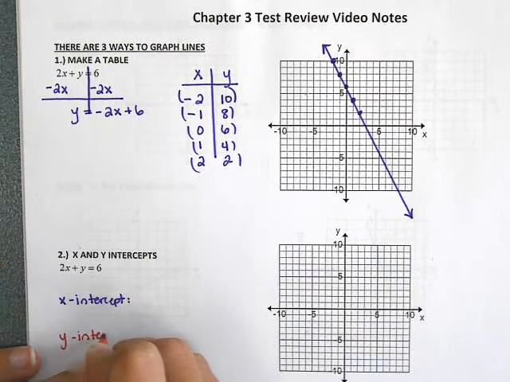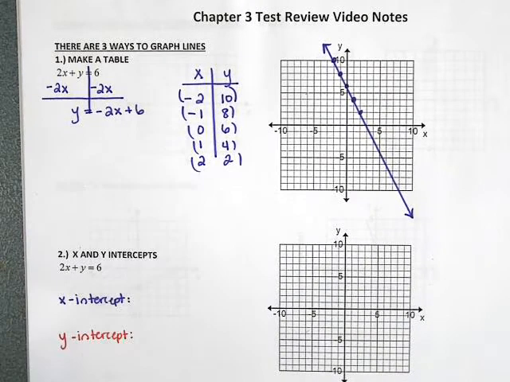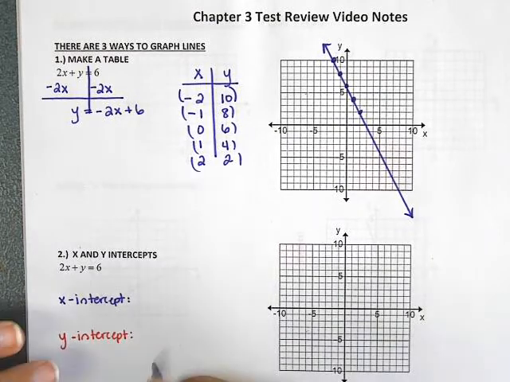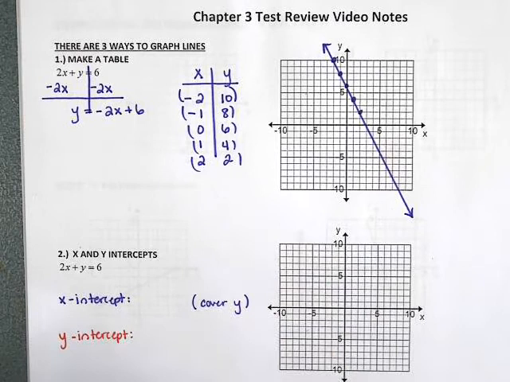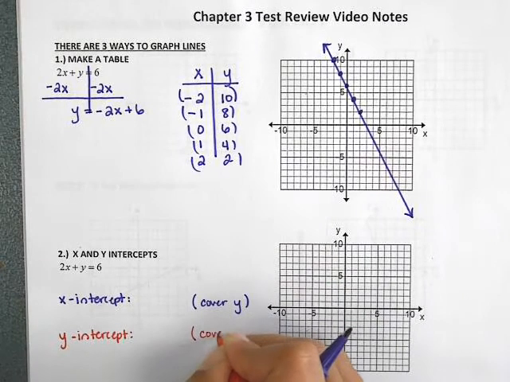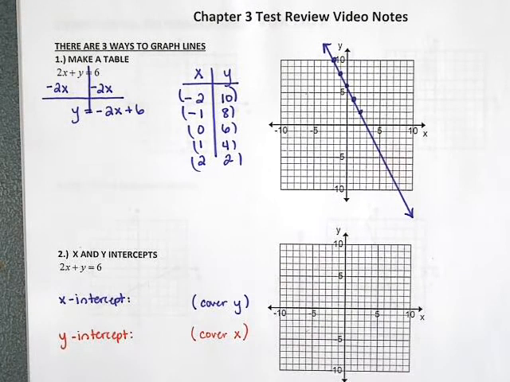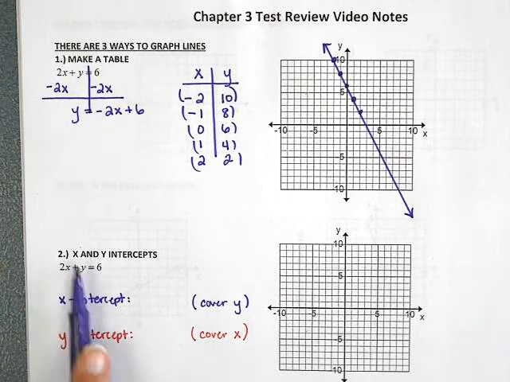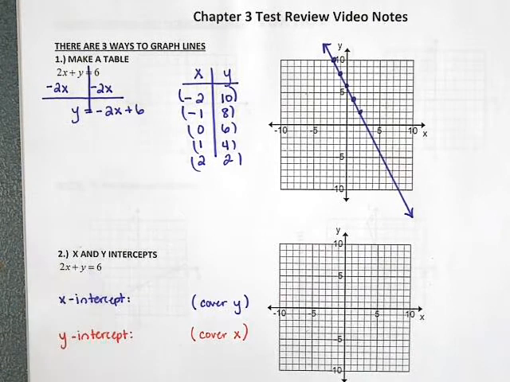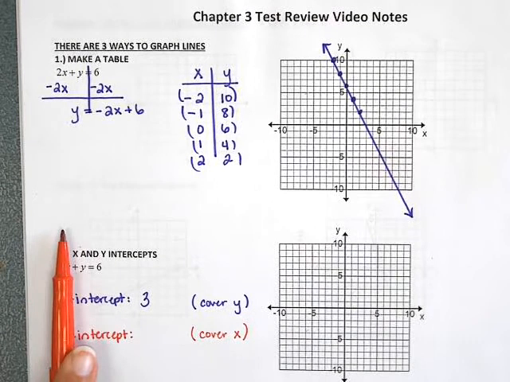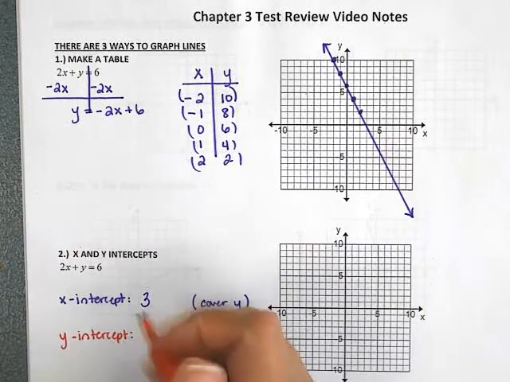Now in order to do this, we said we used the cover-up method. So for the X intercept, we cover the Y, and for the Y intercept, we cover the X. So if I cover up the Y, my new equation would be 2x equals 6. If I divide by 2 to get the x by itself, I get that my x-intercept is 3. If I cover up the x term, I just get y equals 6.